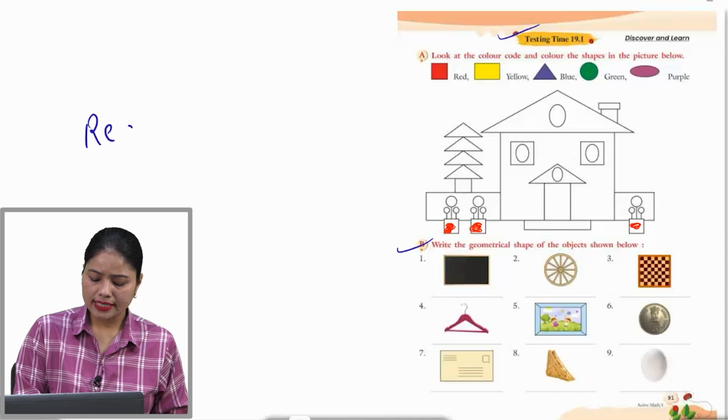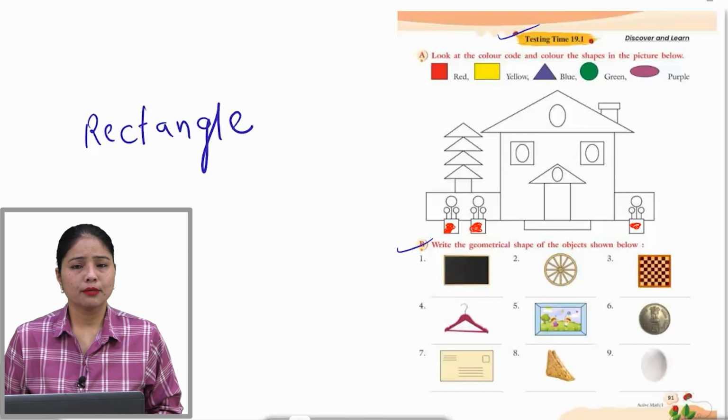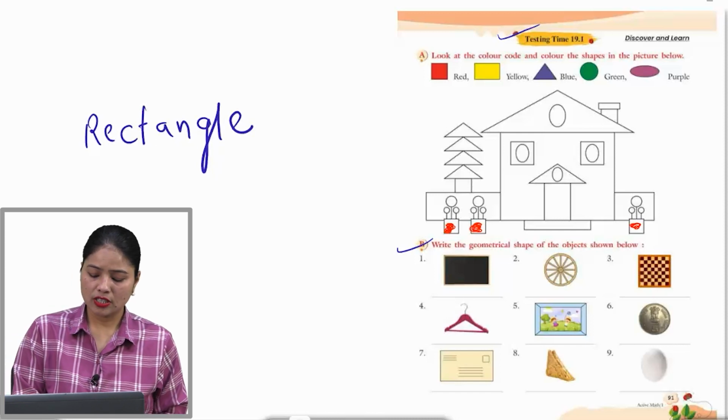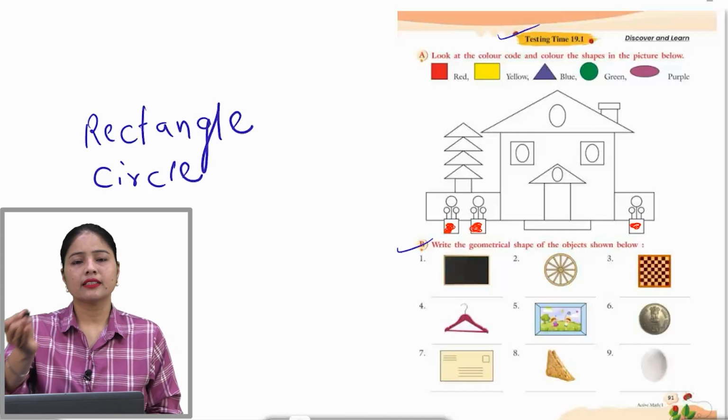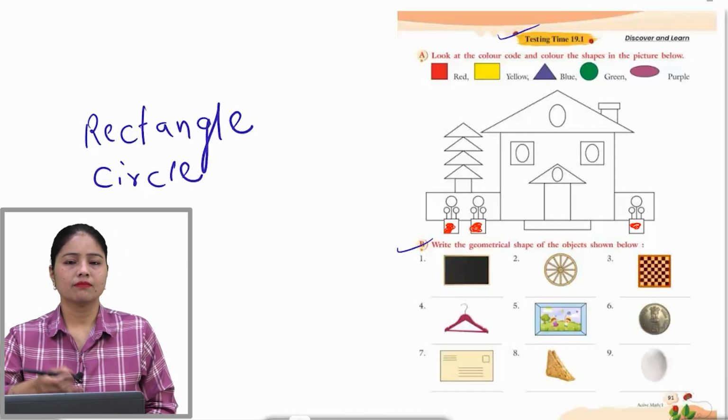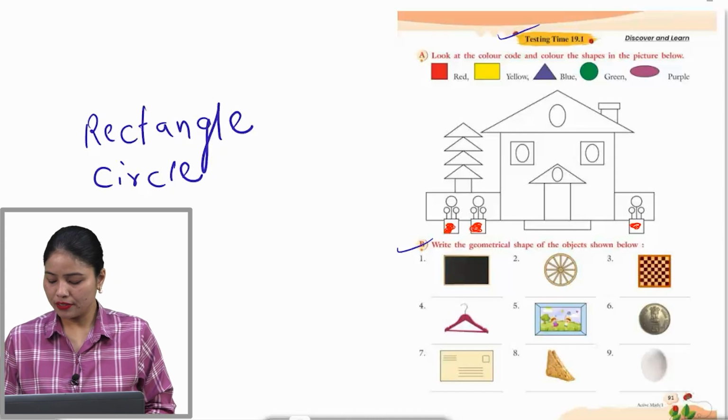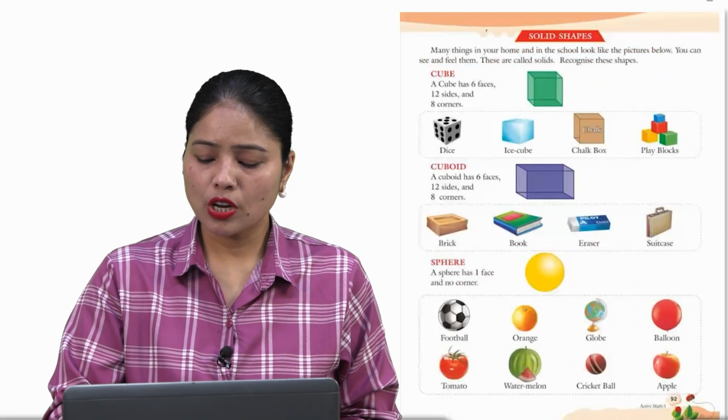Rectangle. Yes. Similarly, second wheel hai. Wheel is just like a circle. Okay. Then square. Then other things. Triangle, rectangle, circle. Okay. So now these you have to fill it to your own beta. Okay. So now move on.